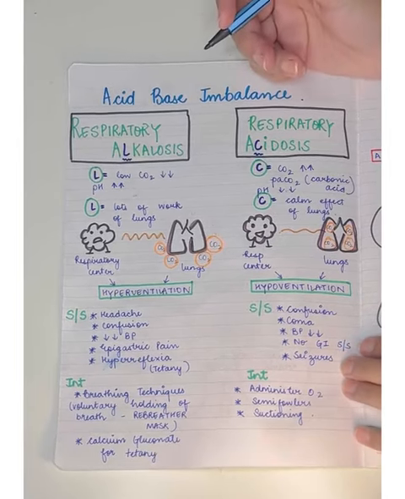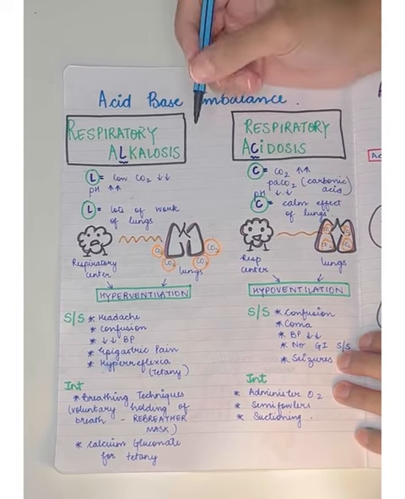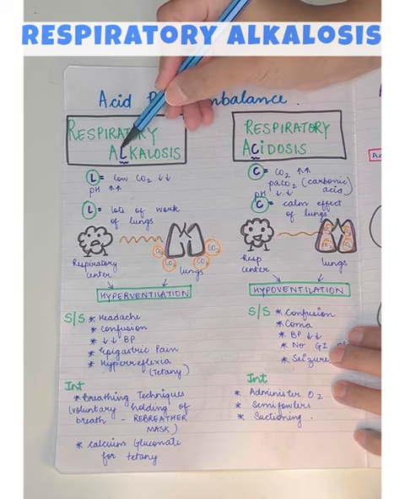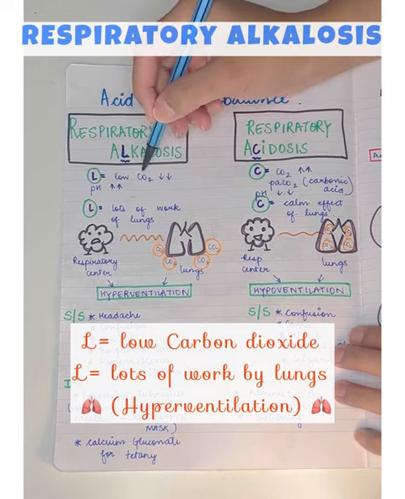Are you writing the NCLEX exam and confused about respiratory alkalosis and respiratory acidosis? You need to watch this video. So for respiratory alkalosis, the memory trick you have to remember is L. L comes in alkalosis, and L stands for low carbonic acid. That means low carbon dioxide.